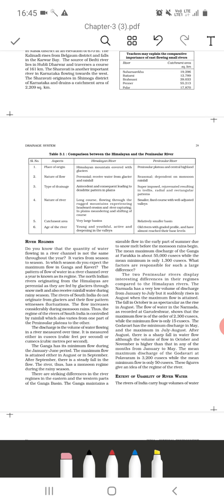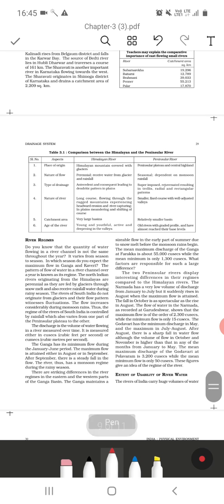Their place of origin: the place of origin for Himalayan river system will be Himalaya. And for the peninsular rivers, most of them originate from the Western Ghat, but some originate from Central Highlands, and a few rivers originate from the Eastern Ghat as well. Nature of flow. As I told you, in Himalayan river system, rivers are perennial. They receive water from glacier as well as rainfall. And the peninsular rivers are seasonal and they mostly depend on the monsoon.